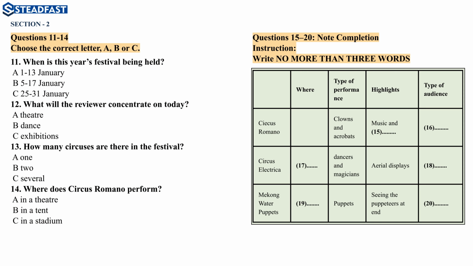The next questions 15 to 20 are note completion. Write no more than 3 words. Listen for extra details about events, types of performance, features, and highlights. Try to solve this section, and I will present the answers afterward.